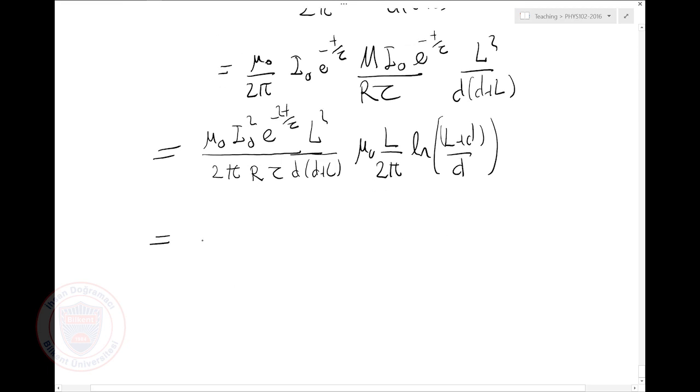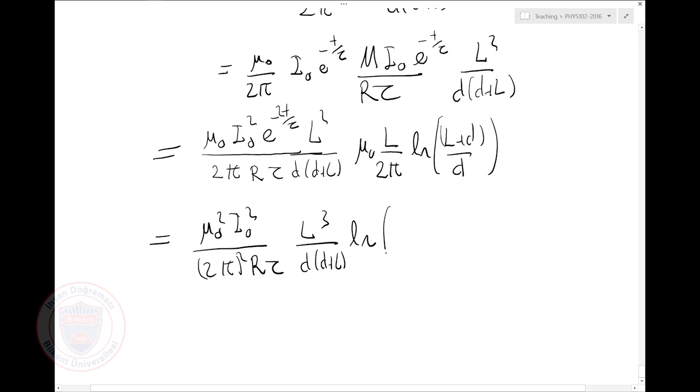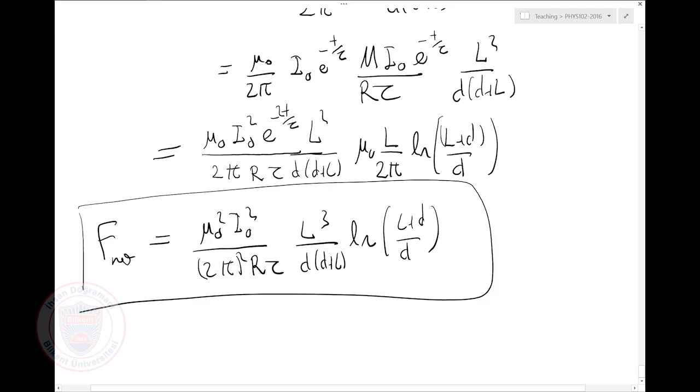Good. So mu 0 square I0 square over 2 pi square r tau L cube over D times D plus L ln L plus D over D is the net force. That's usually a scary answer, right?